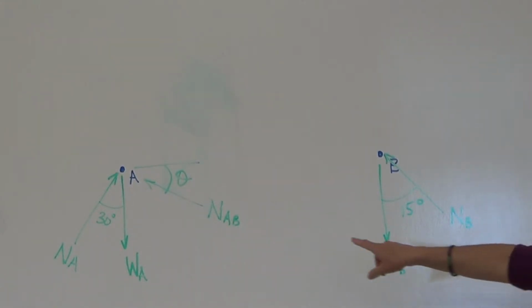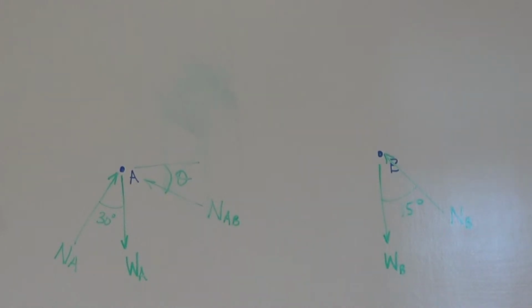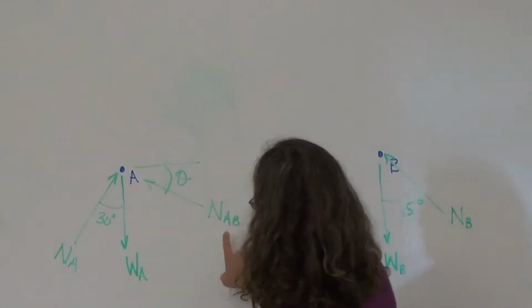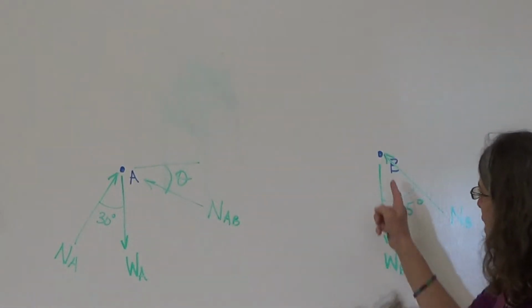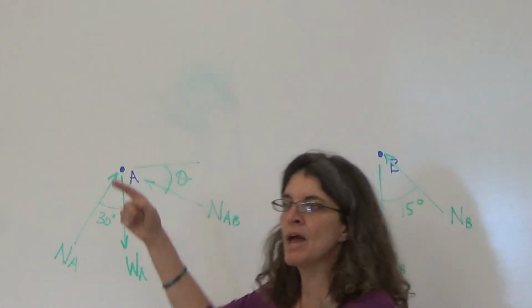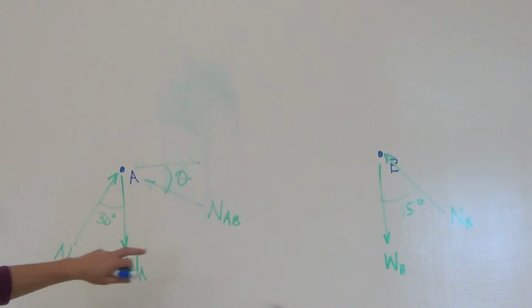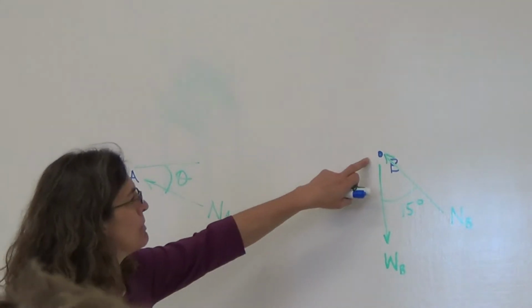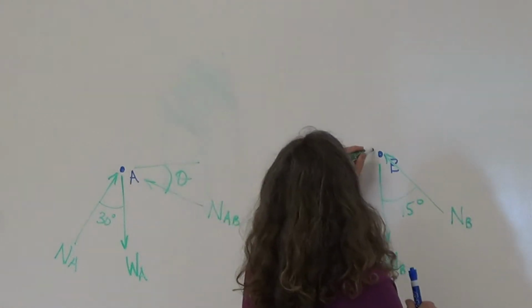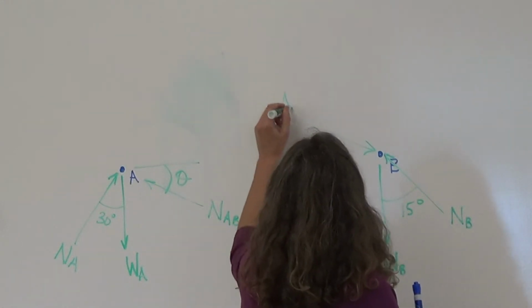So how would I draw NAB going on B? Everybody show me with your arm. So I have NAB, the load, the normal from cylinder B going towards A, going up to the left. How, using your arm, show me which way NAB is going to be drawn on B. Good, down to the right.